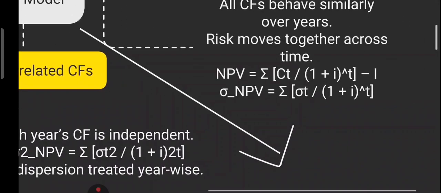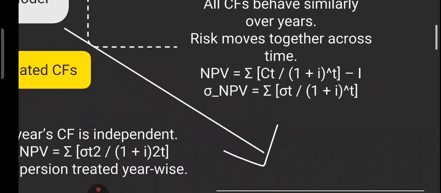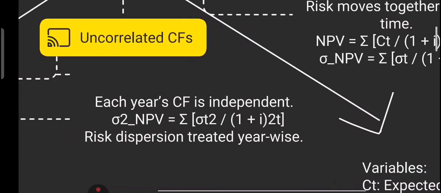And here is the formula. For perfectly correlated cash flows, NPV, net present value, I think you are familiar with this formula: summation of C_t upon (1 plus i) whole to the power t, minus I, the initial investment. And sigma NPV is given by summation of sigma_t upon (1 plus i) whole to the power t. Simple formula. What about uncorrelated? For uncorrelated, sigma NPV is equal to the square root of summation of sigma_t squared upon (1 plus i) whole to the power 2t. Right, so this is the formula.